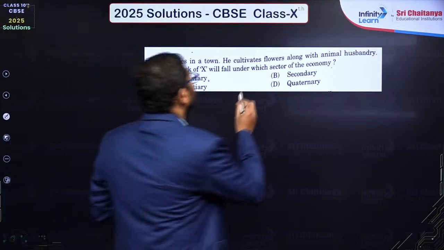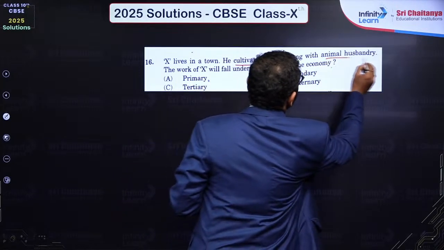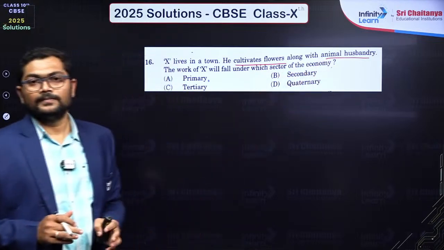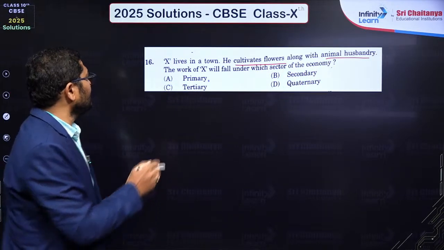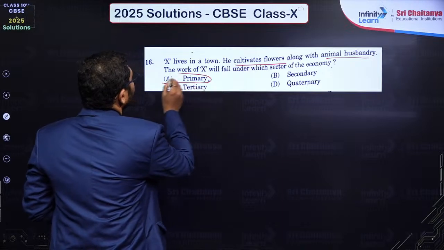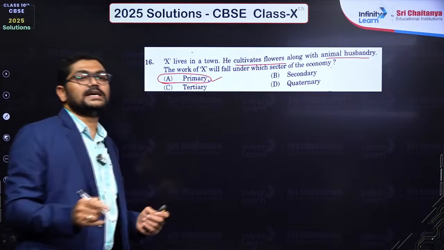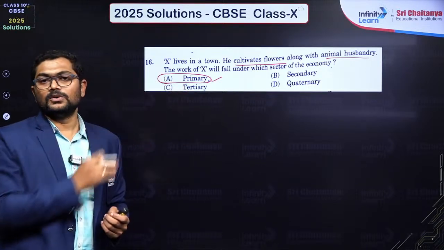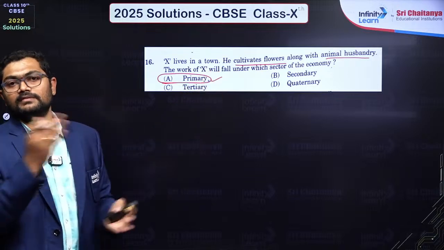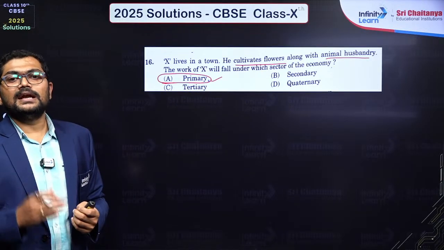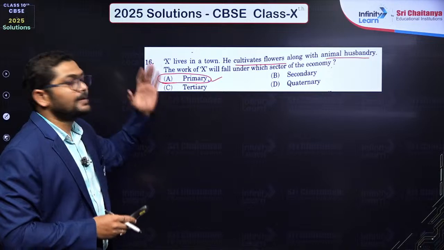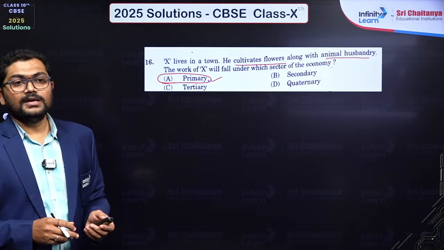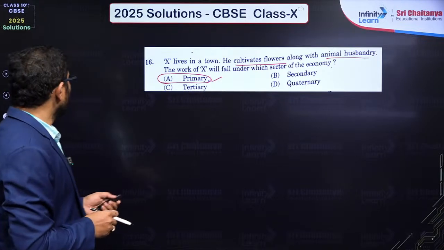But here whenever we see the cultivation of the flowers along with the animal husbandry, these two are the catching words, cultivation and animal husbandry. So whenever we see this, we have to choose only the primary sector, agriculture and other allied activities. Each and everything, the cultivation of the flowers and the animal husbandry, will come up in that. So agriculture and the other allied activities normally come under the primary sector. So option A will be true for question number 16. Yes.